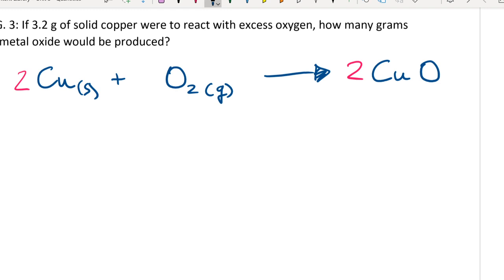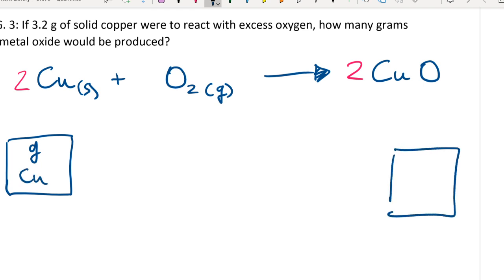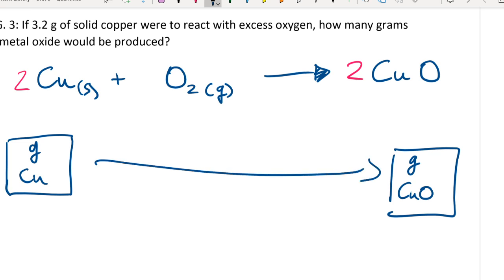Now, let's sketch this thing out. What information am I given to start with? 3.2 grams of solid copper. Good. So I know how many grams of copper I have. What do I want to know at the end? Grams metal oxide. What's the metal oxide in this case? Copper oxide. Cool. What am I going to have to figure out in the middle? Is there a way to go from this directly? Can I say that if I have 3.2 grams of this, I'll get 3.2 grams of that? Does that make sense?